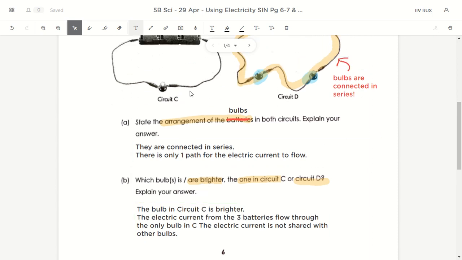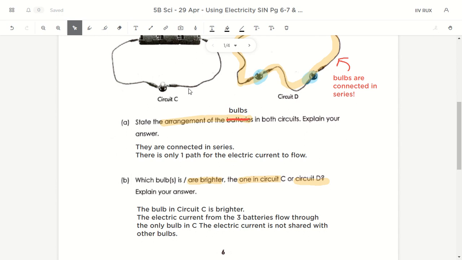A bulb in C is brighter than the bulbs in D because the electric current from the three batteries, which is the same for D, flows through the only bulb here in C. Electric current is not shared with other bulbs because in D the electric current is shared between the two bulbs. That's why you have less electric current flowing through each bulb. That's why the brightness of the bulb in D is definitely less bright than in C.